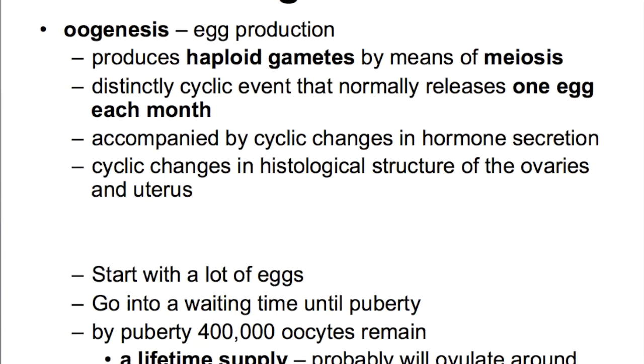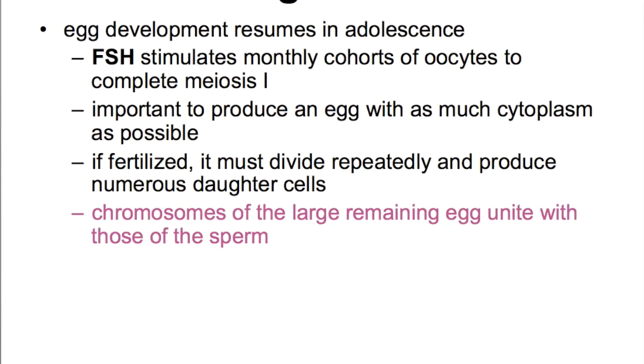They just sit there until puberty. By puberty, you have about 400,000 oocytes. That's supposed to be a lifetime supply, right? For 480 times of ovulation. Some have more, some have less. It depends on how long you go without reaching menopause. Okay, and then egg development resumes in adolescence.